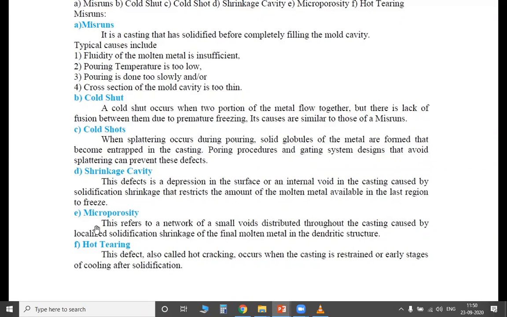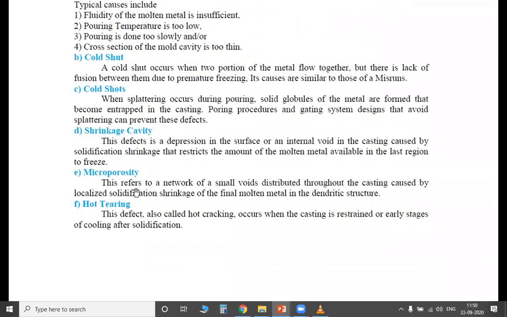Clear? Next, the microporosity. This refers to a network of small voids distributed throughout the casting, caused by the localized solidification shrinkage of the final molten metal in the dendritic structure. This is all the same thing, and it is also explained under the shrinkage cavity.